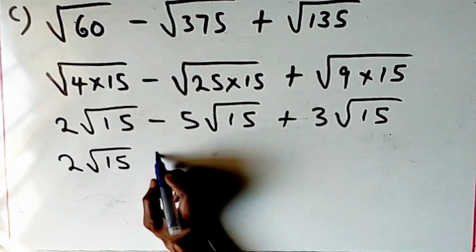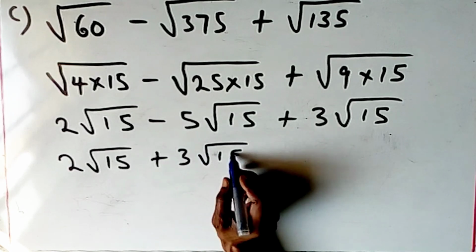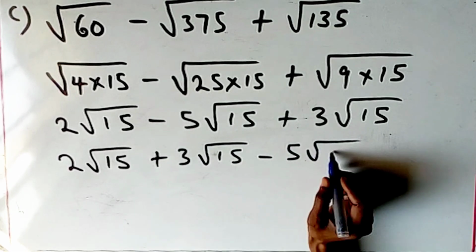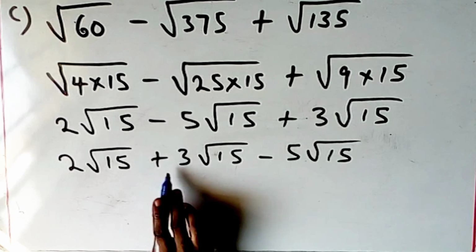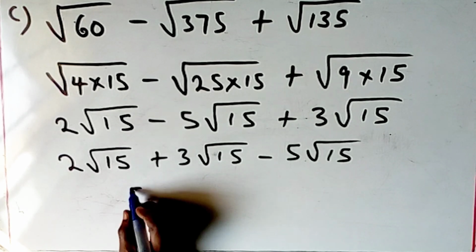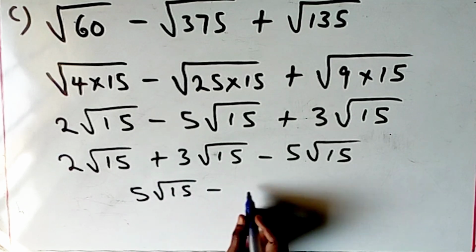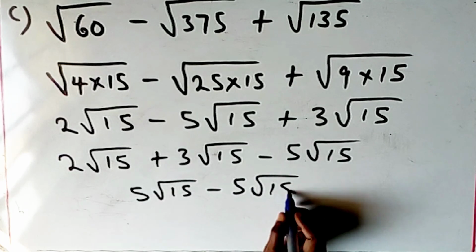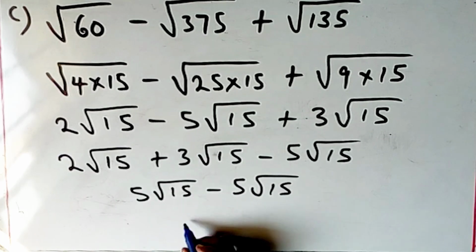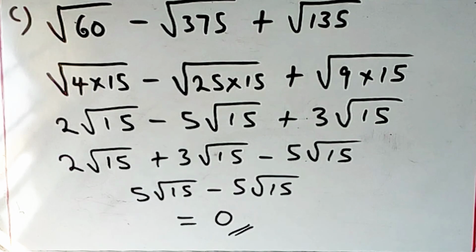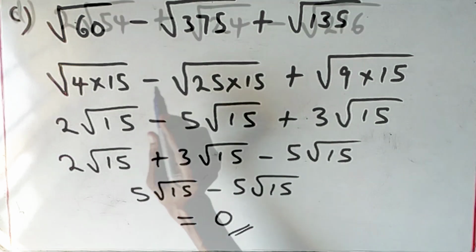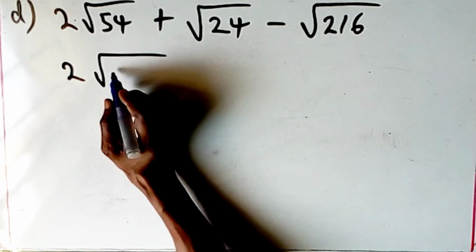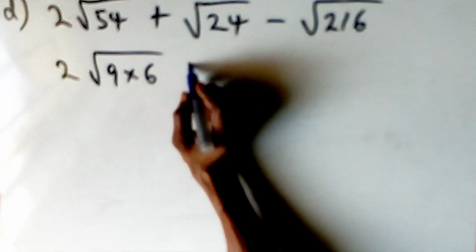So then we say 2 root 15 plus 3 root 15 minus 5 root 15. So 2 plus 3 will give us 5 root 15 minus 5 root 15. And when we did 5 root 15 minus 5 root 15, we got 0. Then the next example, 2 root 54 plus root 24 minus root 216.